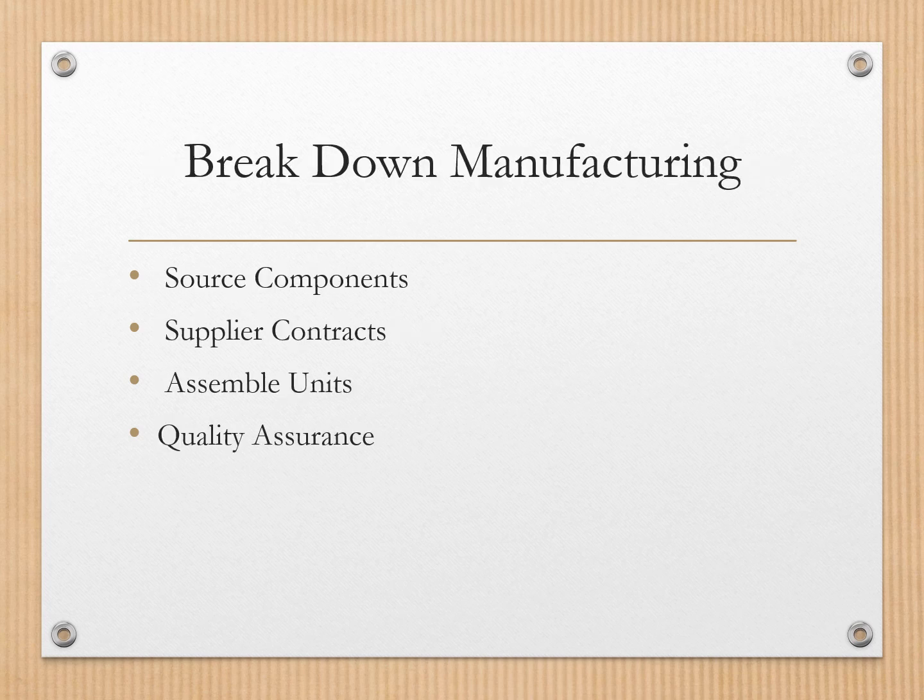Next, let's look at manufacturing. Once the phone is designed, we need to bring it to life. That means sourcing components like screens and chips, signing contracts with suppliers, setting up or coordinating assembly lines, and ensuring every unit meets quality standards. Breaking it down this way helps assign responsibility and manage resources more effectively.